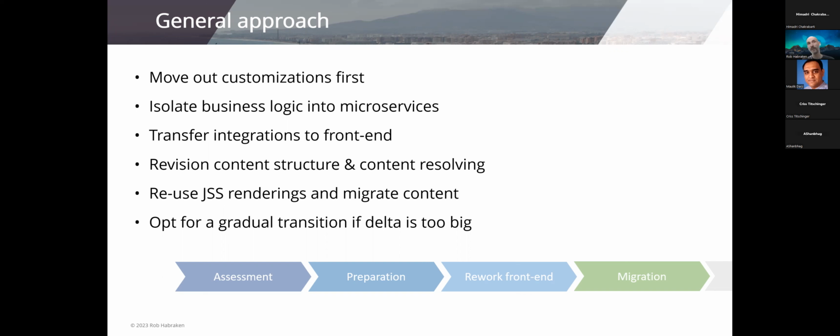And as I said before, if the delta is too big, you can also do a more gradual transition where you build up a hybrid solution, a parallel implementation, where you start to gradually move over stuff to a new XM Cloud instance. But this is fairly well possible in a lot of cases. And the closer you kept your implementation to the default Sitecore architecture, the easier it's going to be.